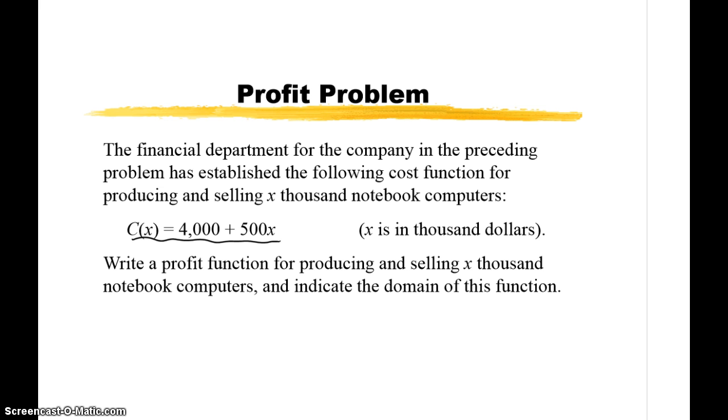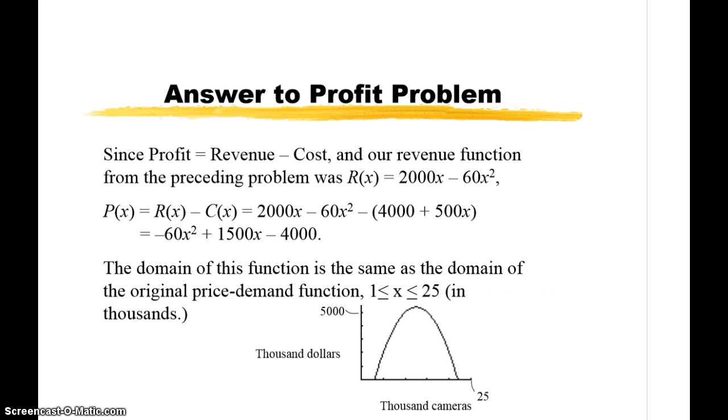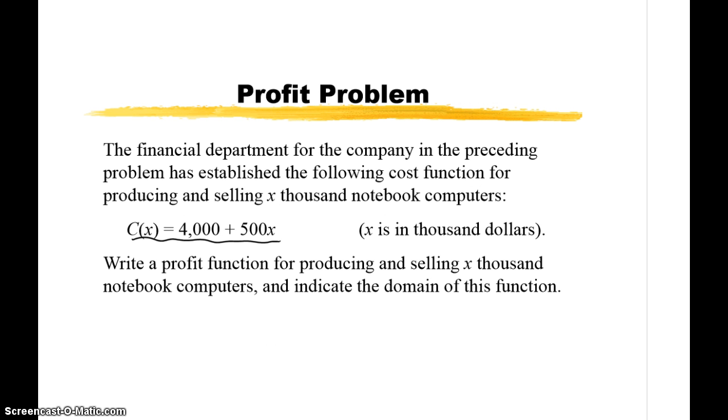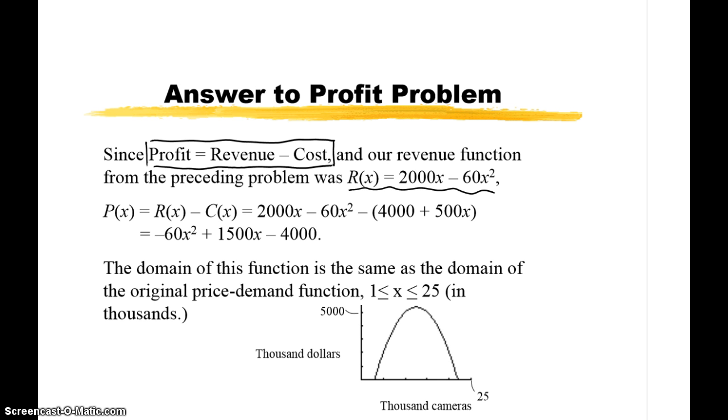How do we write a profit function again? Well, profit is revenue minus cost. You must remember this. Profit is revenue minus cost. The revenue function we found in the last problem to be 2,000x minus 60x squared, and they gave us the cost function on the previous slide, 4,000 plus 500x. So putting it all together, we have profit is revenue minus cost, or 2,000x minus 60x squared, subtracting from that 4,000 plus 500x. After simplifying, that gives us the profit function.